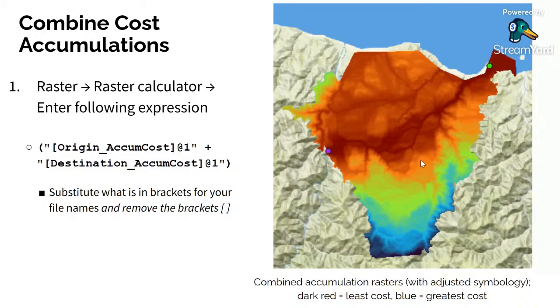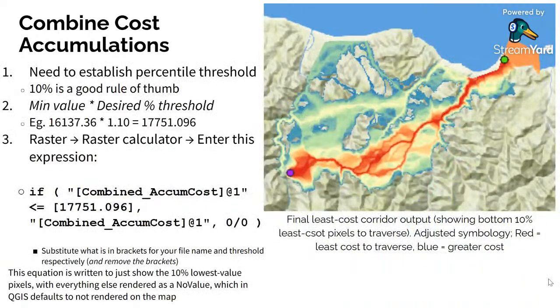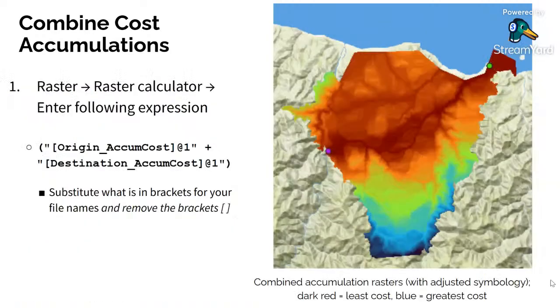To get a least cost corridor, we are going to again use the raster calculator and do one more thing. So we need to establish a percentile threshold. And what that means is that if we go back here, this is taking all of the raster pixels with all of the common value between our 2 inputs. We don't want all the pixels. This is not really relevant to us. We know they're not going through this way. So what we want is, let's say, the lowest 10%.